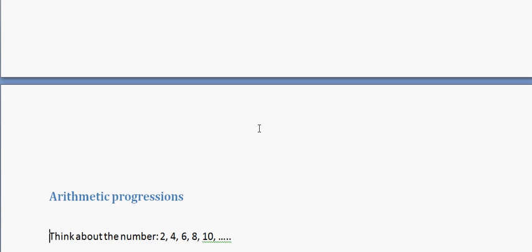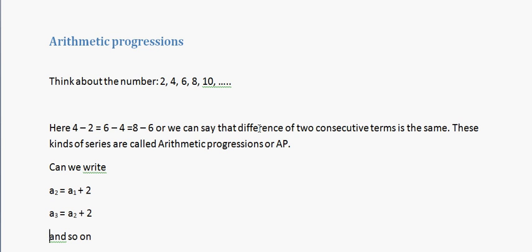So, arithmetic progression, right? Think about a series 2, 4, 6, 8, 10. What is happening here? If you see, 4 minus 2 is 2, 6 minus 4 is 2, 8 minus 6 is 2. So the difference of any two consecutive numbers is the same, right? We call the difference the common difference, and this series is an arithmetic progression, right?